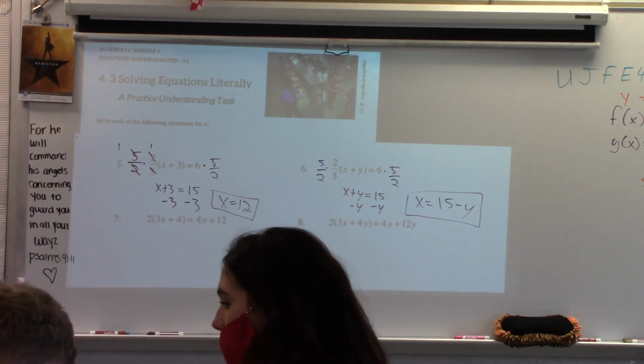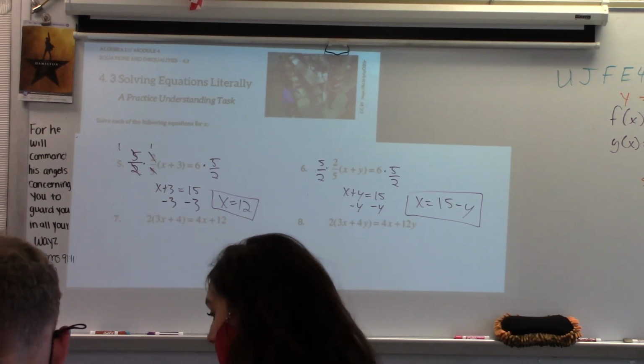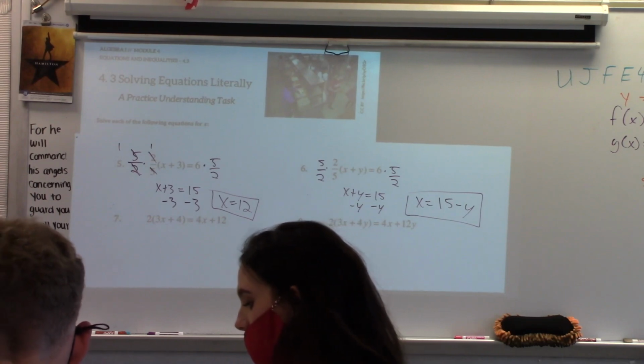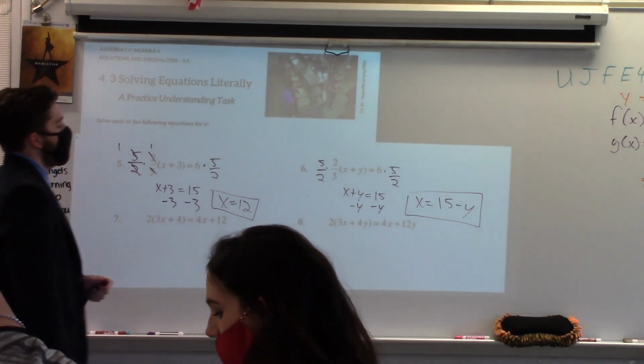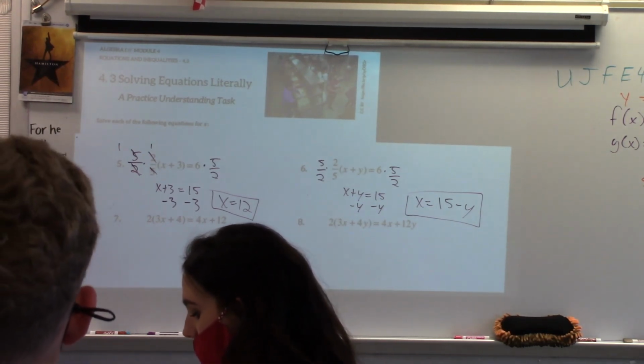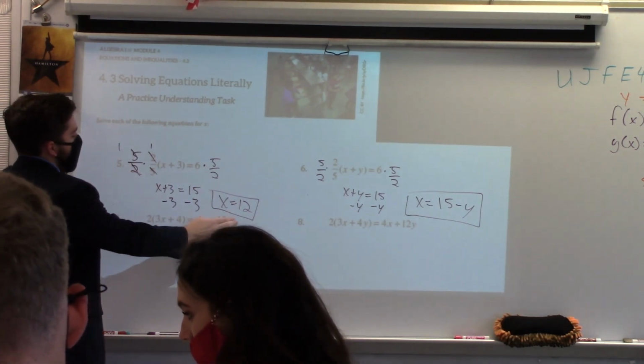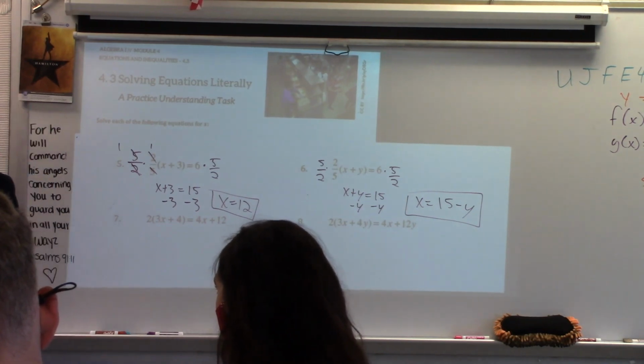I just wanted to go over that real quick to make sure we all understood. Would it not be 15 minus y divided by x? What's making you want to divide by x? See x right there. Divide by x. But here you didn't want to do 12 divided by x.